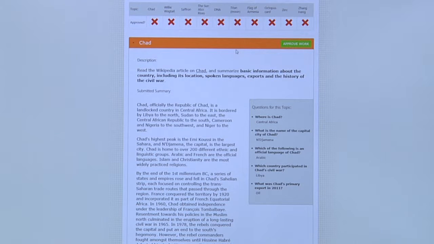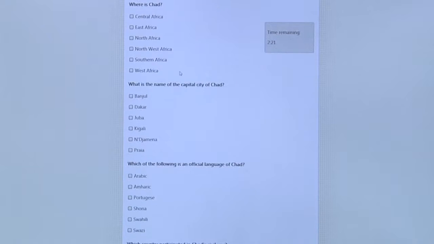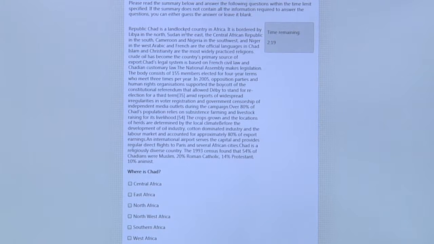When the students come on, they are shown the summary text of the article, and they're given about 3 minutes to read through it and answer 5 multiple choice questions for each topic. And they do this for each of the 10 topics.